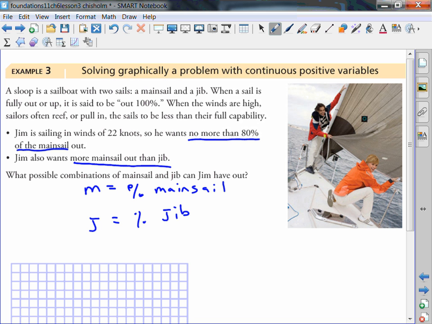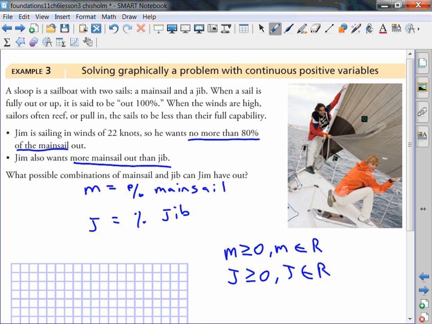Now in this case, we can have any possible value of percent above 0, but we never really ever talk about percent below 0. So what we're going to do for this is we're going to say that M has to be greater than or equal to 0, and M can be an element of the real number system. We can say that with the jib as well. Jib has to be greater than or equal to 0, and jib is going to be an element of the real number system.